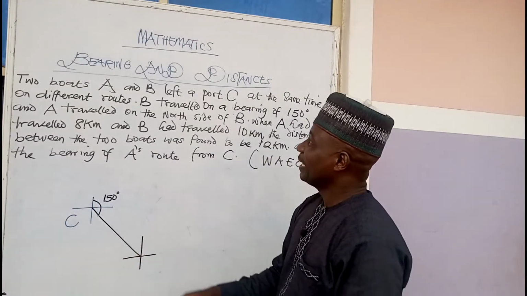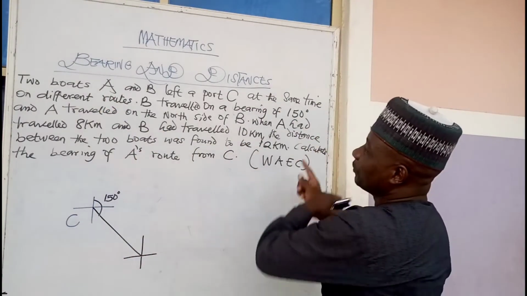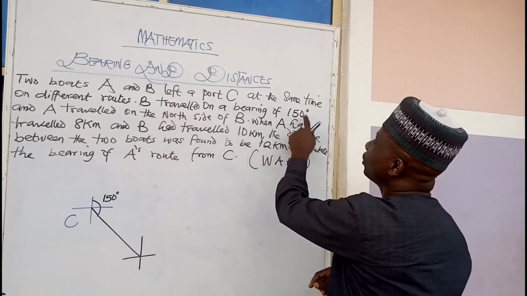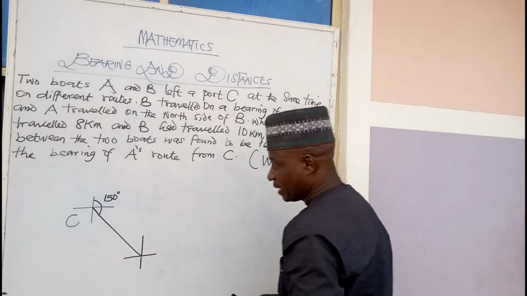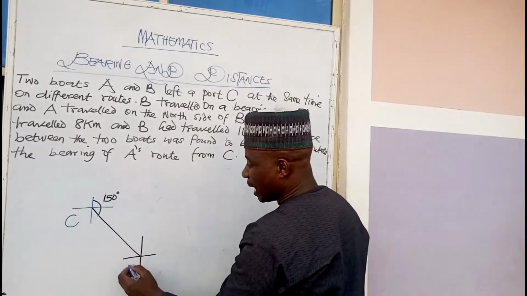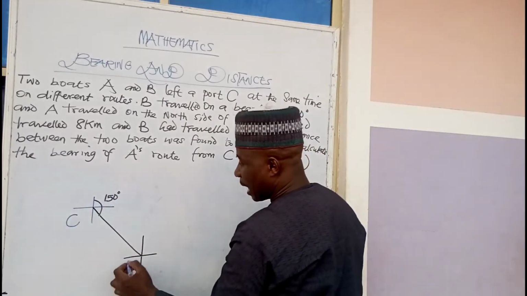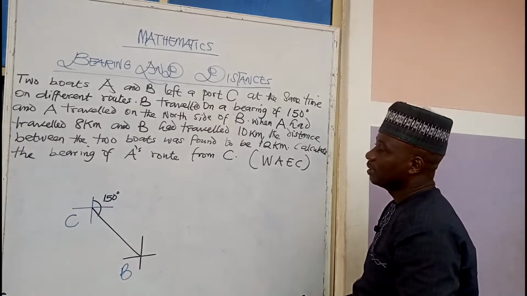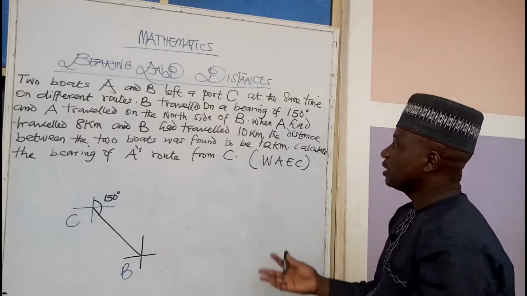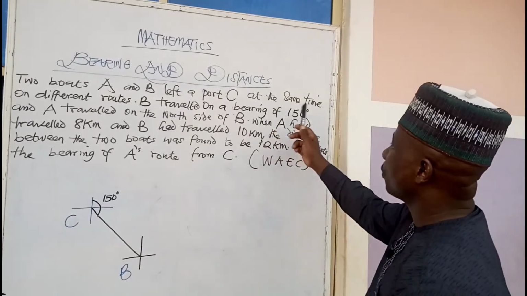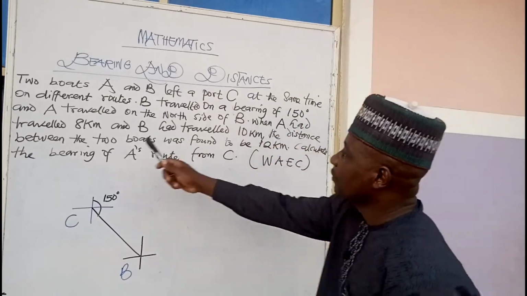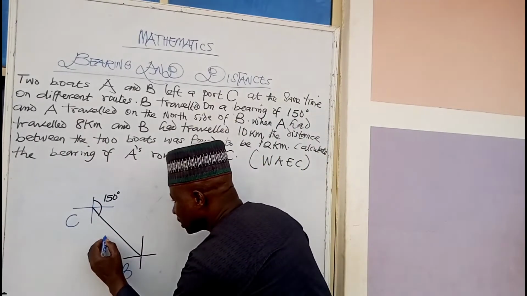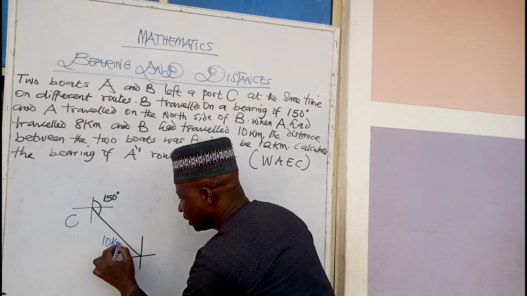Now, who is this man? This is our A. A has traveled on a bearing of what? That is, our B has traveled on a bearing of 150. So this one is going to be our B, right? Are we there, class? Yes. That is our B. Now, do we know its distance? Yes, let's go. When A had traveled 8 kilometers, B had traveled 10 kilometers. So it means here is 10 kilometers.